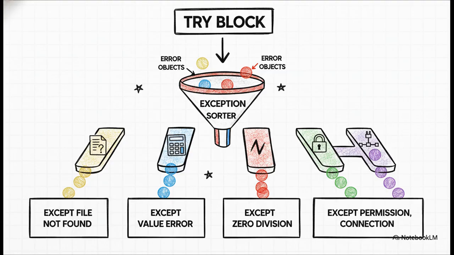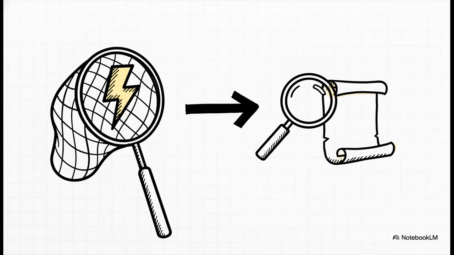You can have one except block for a value error and another one for a zero division error. Or if you want to treat them the same, you can just group them together like you see here. It gives you super precise control over how you respond to different problems. Sometimes just knowing an error happened isn't enough. You really want to know why.